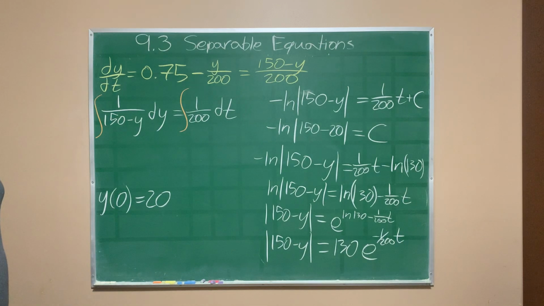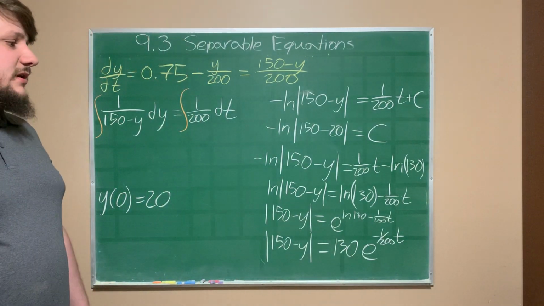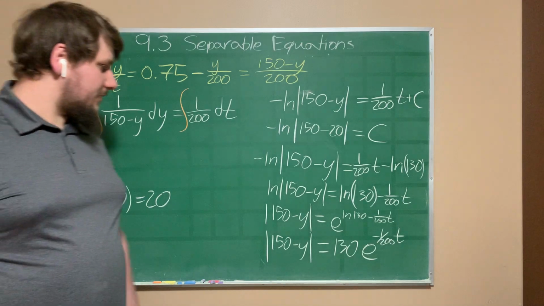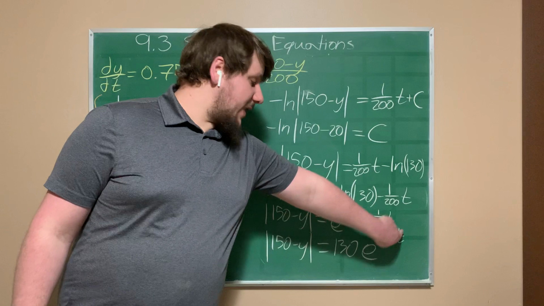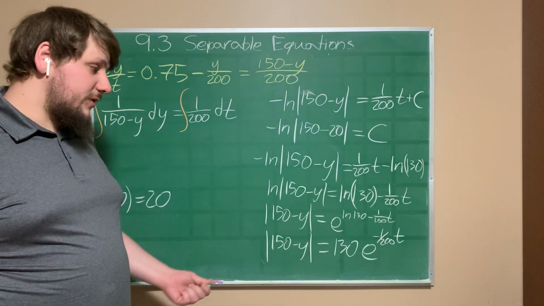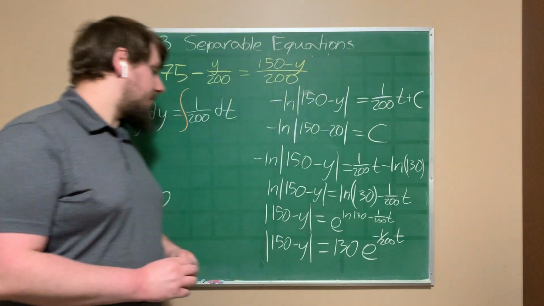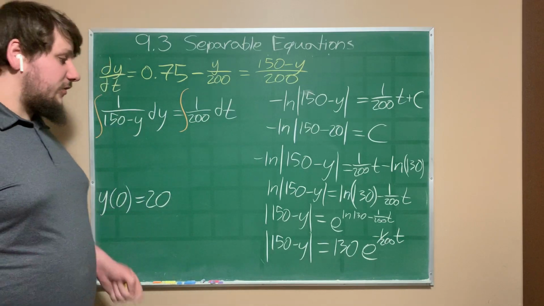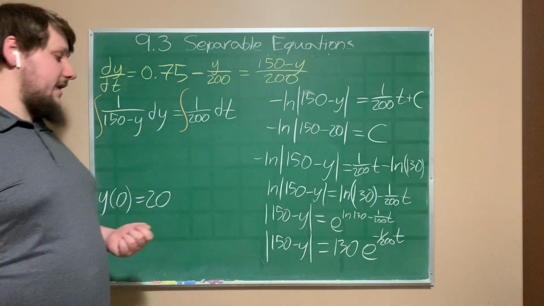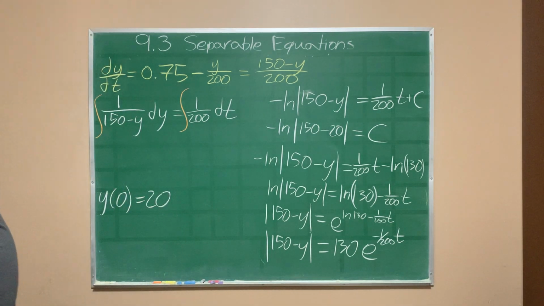Now, in order to keep solving for y, I need to deal with these absolute values. The good news is the right-hand side here is guaranteed to always be a positive number, right? 130 times e to this power. 130 is positive. E to any power, no matter what that power is, is always positive. So the right-hand side is guaranteed to be a positive number here. It's never, ever going to be 0. It's never going to go negative. So the sign of the right-hand side is always the same. That means that the sign of the left-hand side should also always be the same.